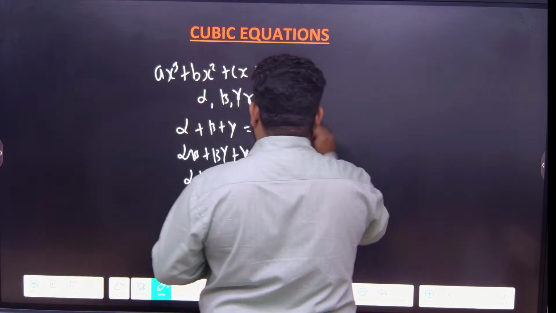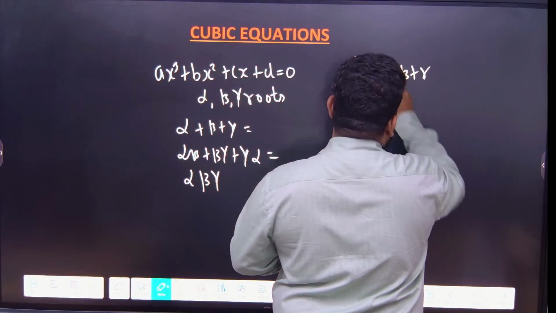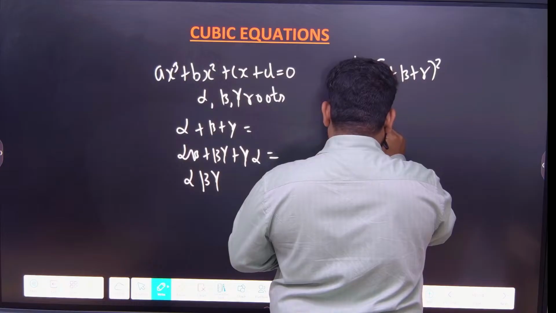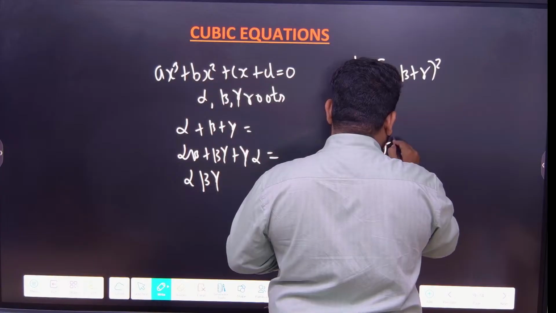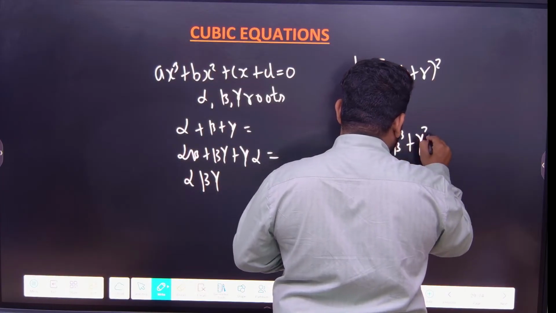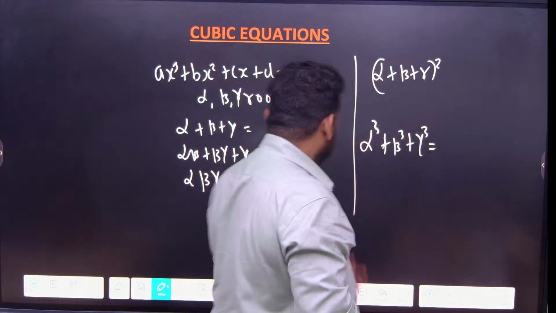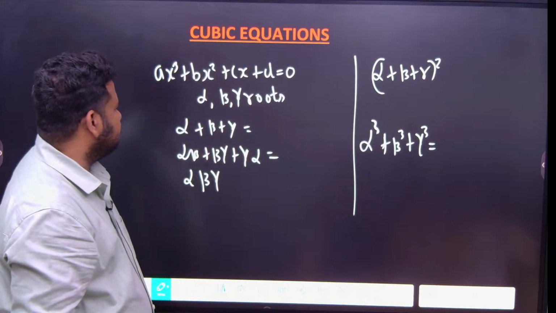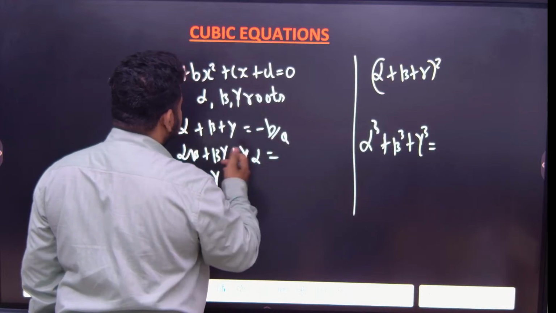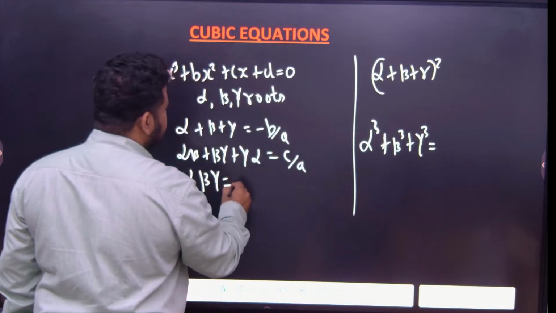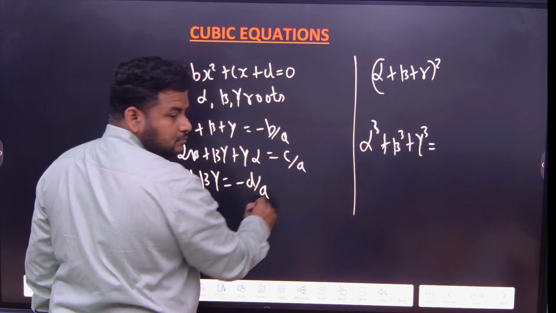Apart from this, you have to know certain very important formulas: alpha plus beta plus gamma whole square, and alpha cube plus beta cube plus gamma cube is equal to what? So see here, alpha plus beta plus gamma is equal to minus b by a. This is c by a. This will be minus d by a. Correct?